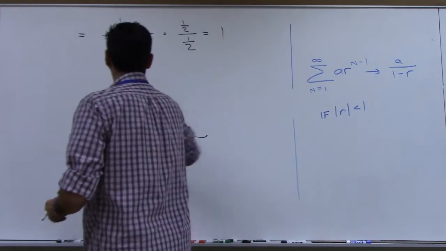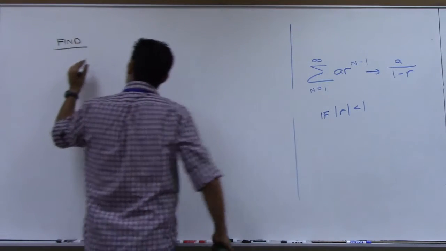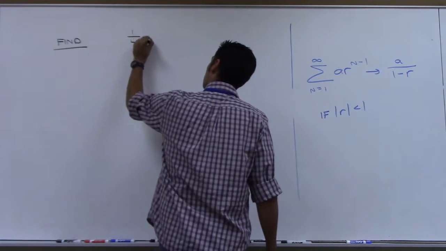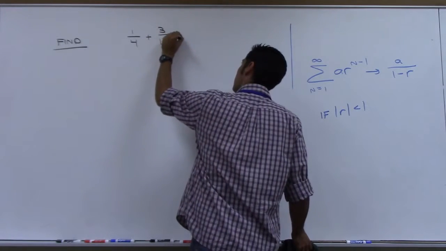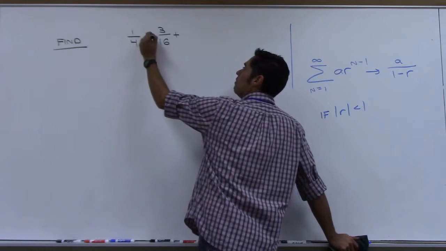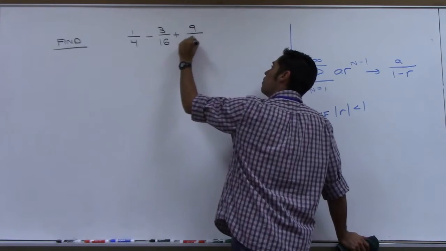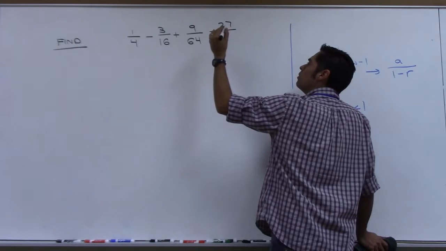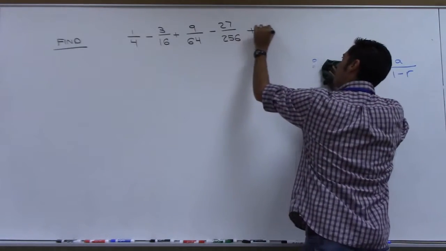Okay, let's try another one. Find one-fourth plus 3/16 plus, you know what, let's make this one alternate. 1/4 minus 3/16 plus 9/64 minus 27/256 plus dot, dot, dot.